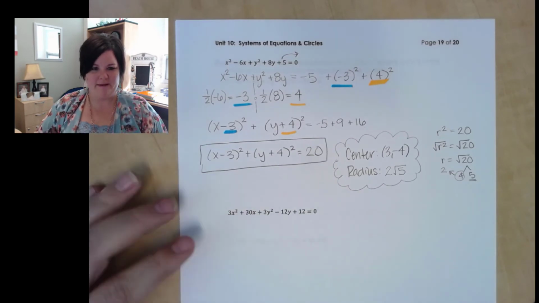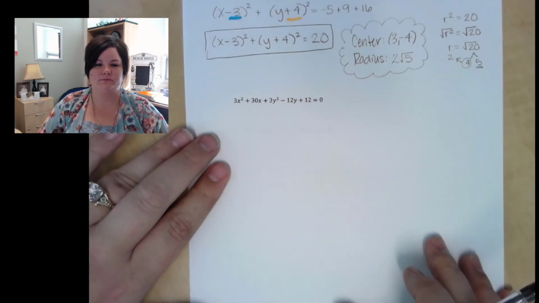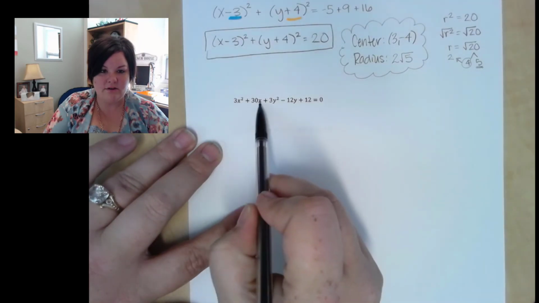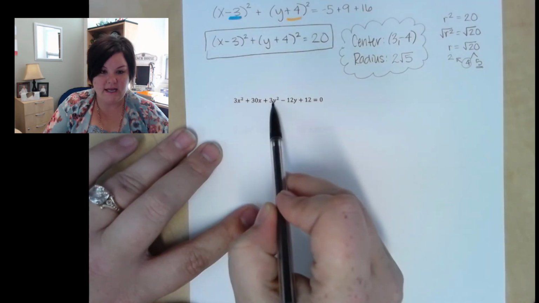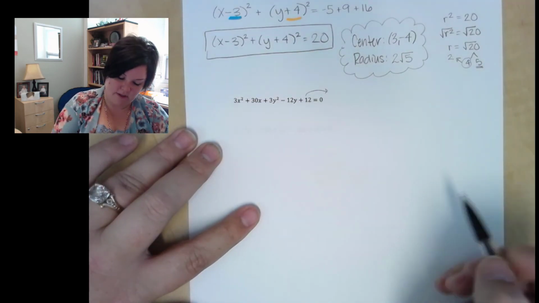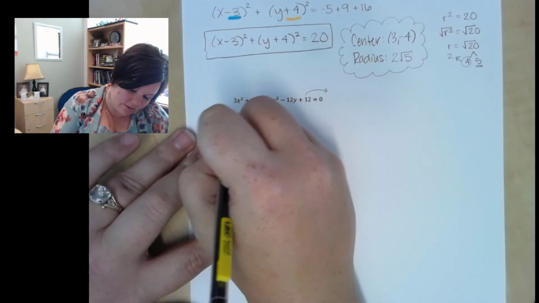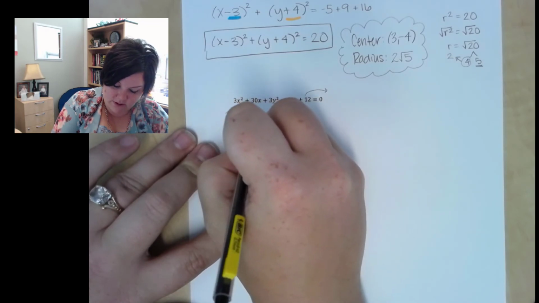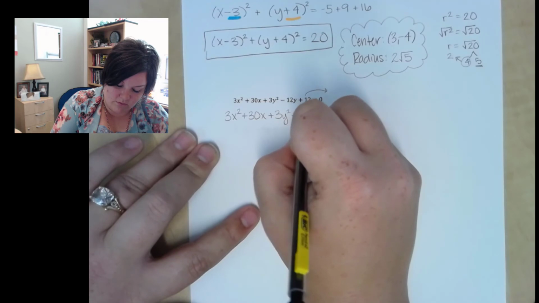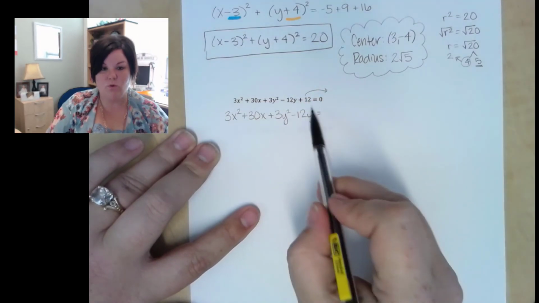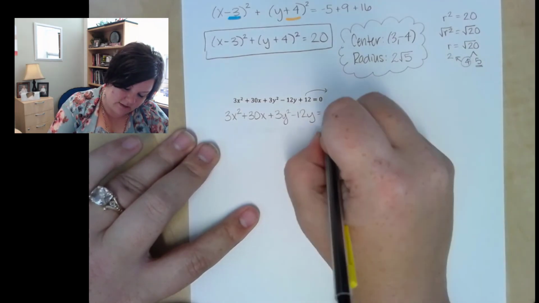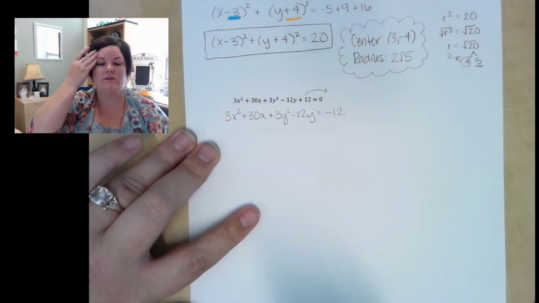Okay, all right, so again, first thing we want to do, make sure our x's are written together, make sure our y's are written together, and we want to move this constant to the other side. We're going to do that by subtracting. So we get 3x squared plus 30x plus 3y squared minus 12y. And when we move that 12 over, notice it's being added, so to move it, we would subtract. So it's going to be a -12 on the other side.